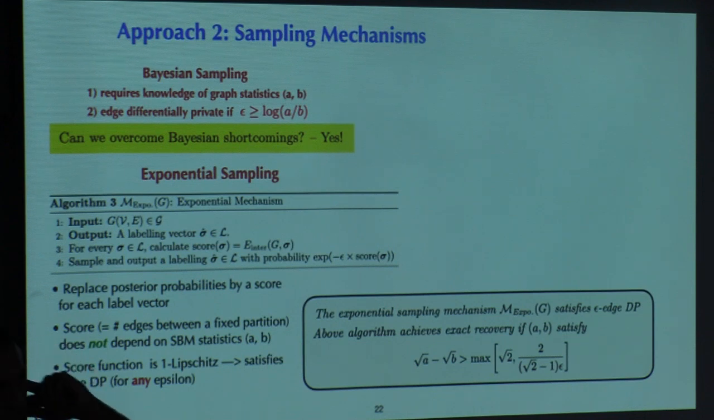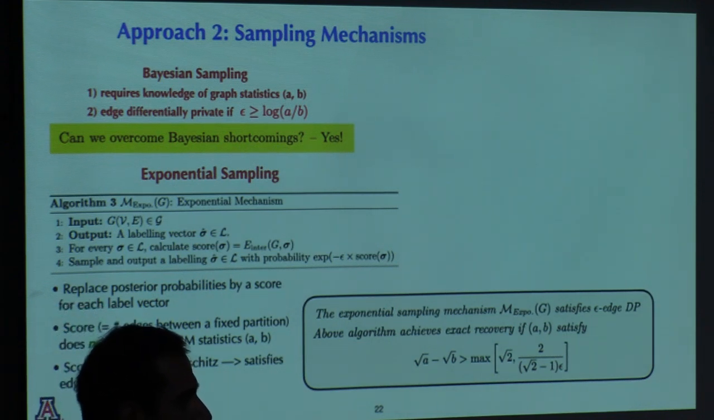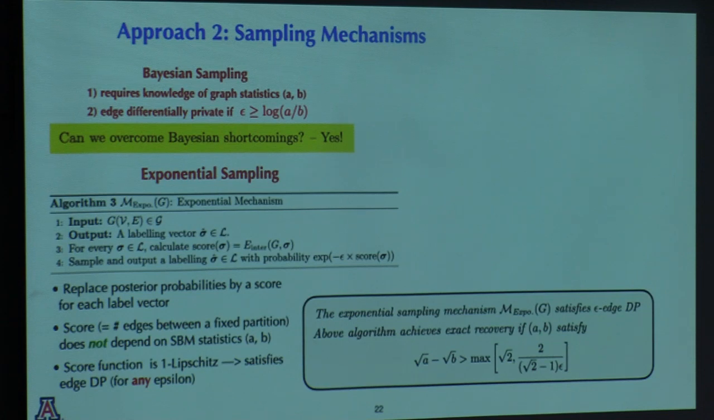Yes, question. No, here you have to consider, so this is actually sampling over the entire set of possible partitions, so exponentially many. All partitions are considered. The score is just defined for every possible partition. Okay. So for the score function, you can show that changing one edge should satisfy edge differential privacy. So yes.